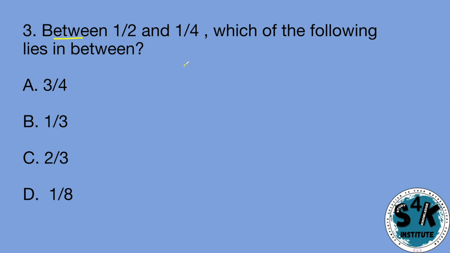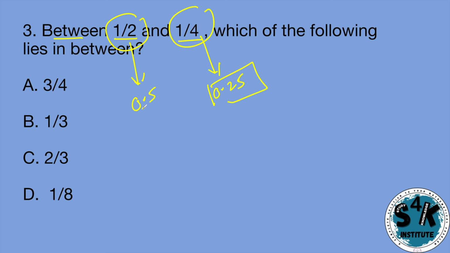So the next question is, between 1/2 and 1/4, which of the following lies in between? What you do is convert this into decimal form. You will get 0.5, and here you will get 0.25. So between 0.25 and 0.5, which number lies? I will recommend converting these numbers to decimal form, so you will get to know which number it is talking about.